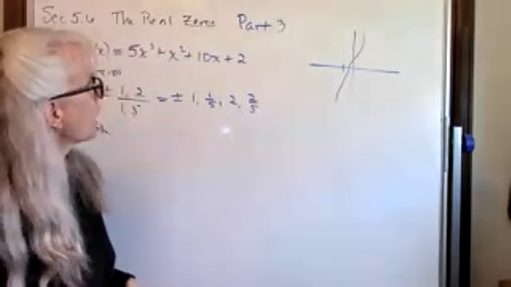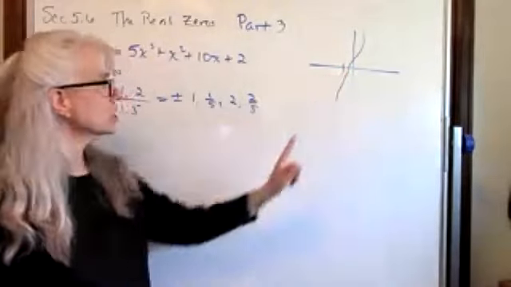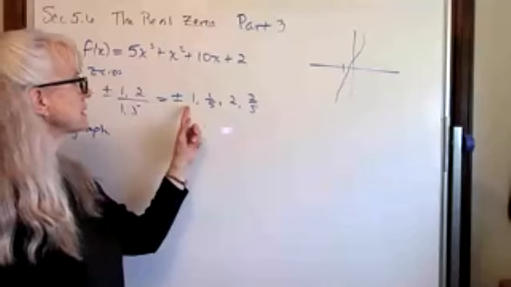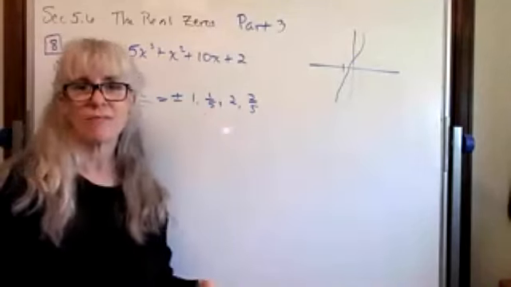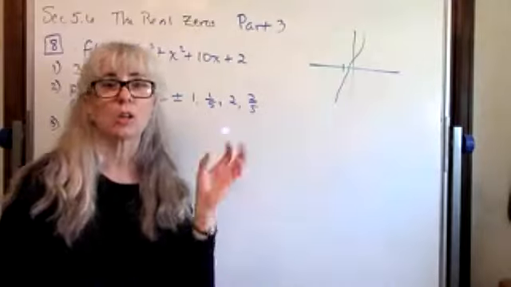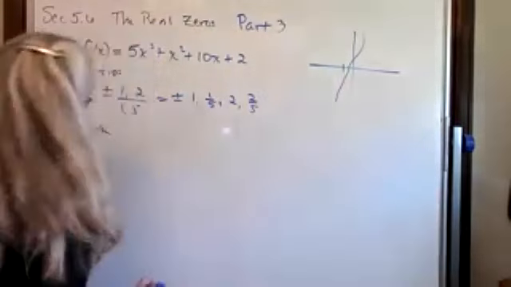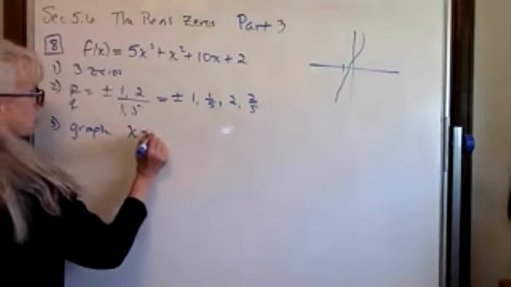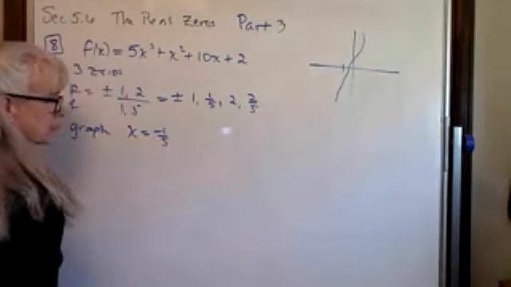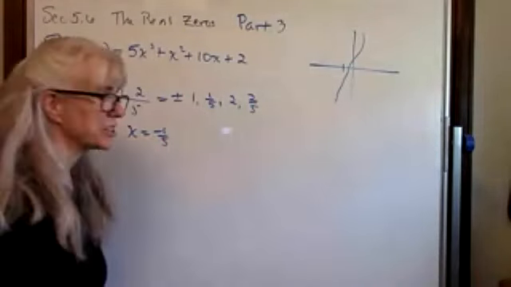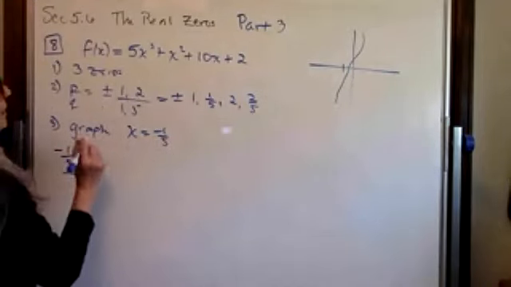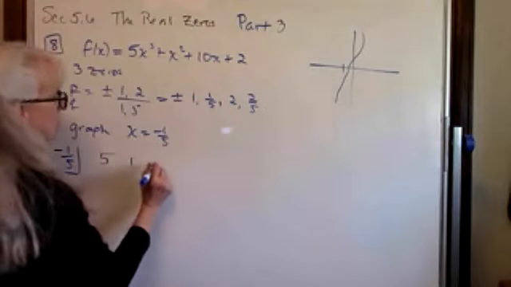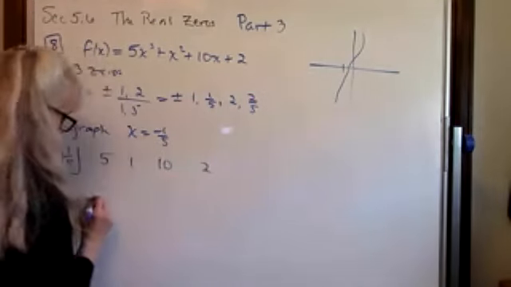So we're going to compare that picture to this list. It's definitely less than -1, and it's closer to 0 than it is to -1. So we're going to call it -1/5. So again, look at that picture carefully. So in our synthetic division, we're going to use x equals -1/5. That's why we have the list. So we'll use -1/5 in the box, and our coefficients are 5, 1, 10, and 2.